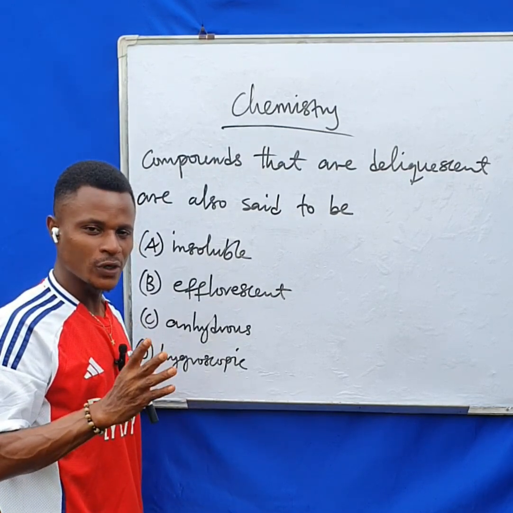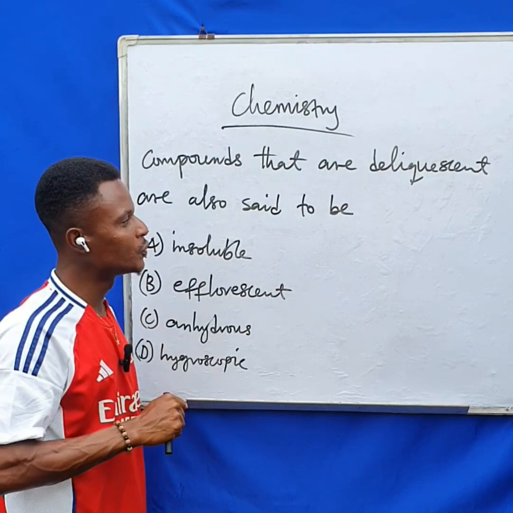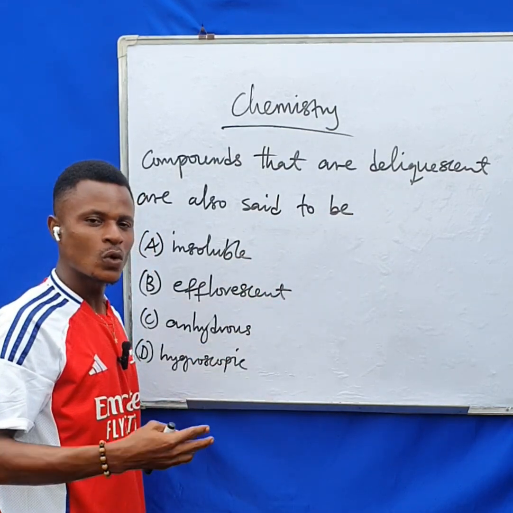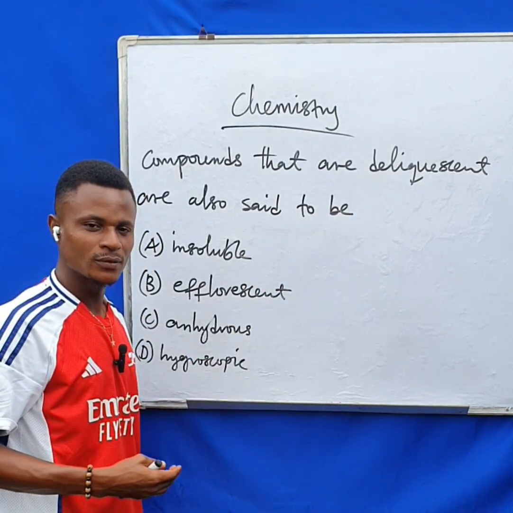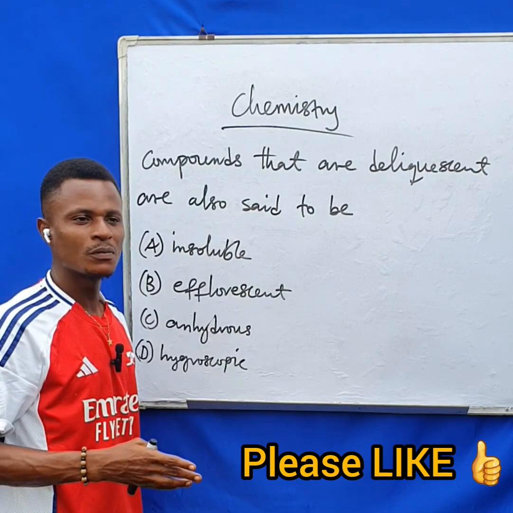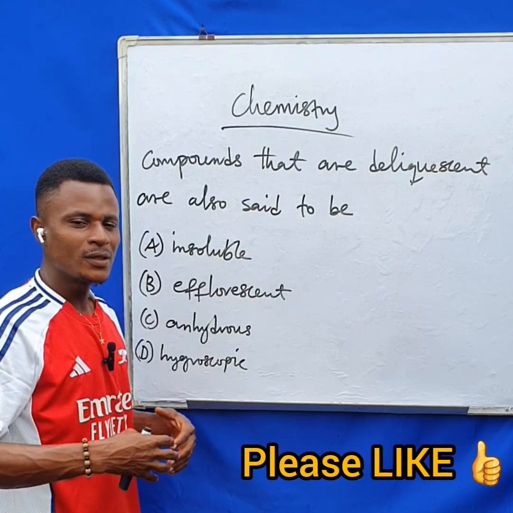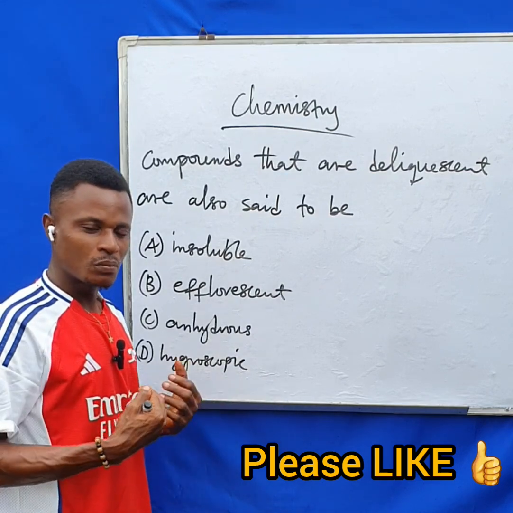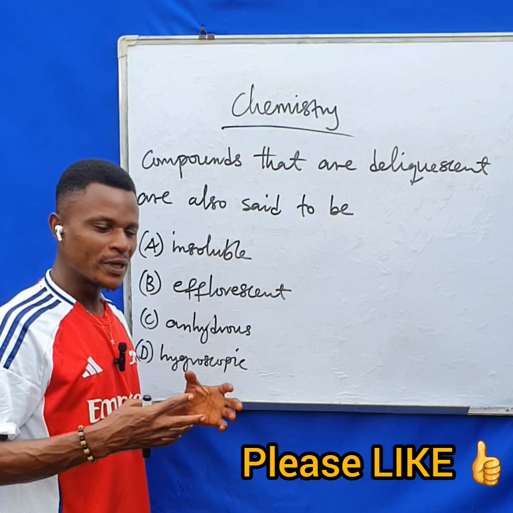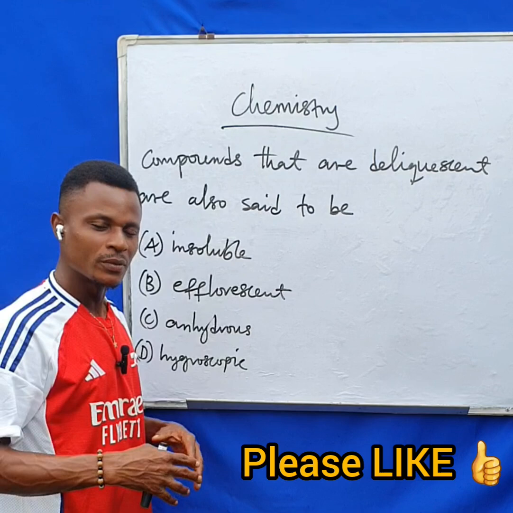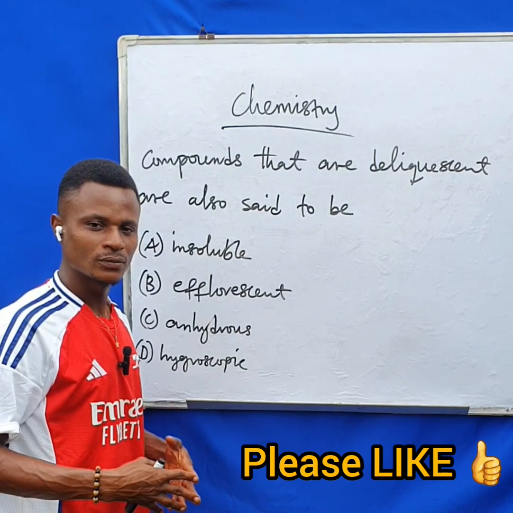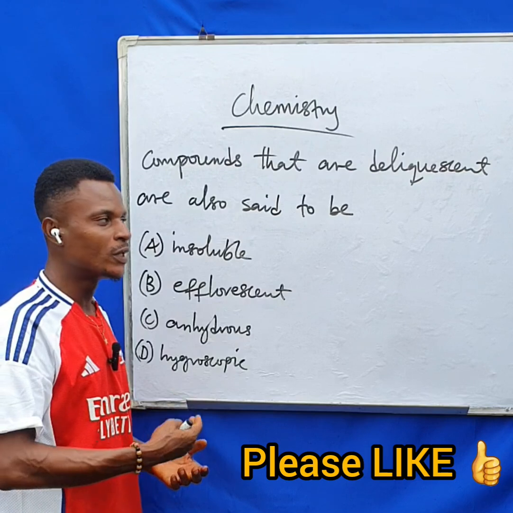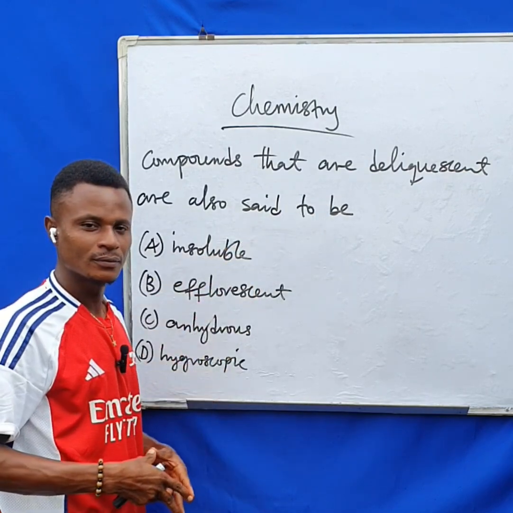To answer this question correctly, first, you need to even know the meaning of deliquescent. What are deliquescent compounds? Deliquescent compounds are those compounds that when you expose them to the atmosphere, they will absorb moisture from the atmosphere, which will be enough for them to dissolve in it to form a solution. Now, let us look at these options to see which of them behaves that way.